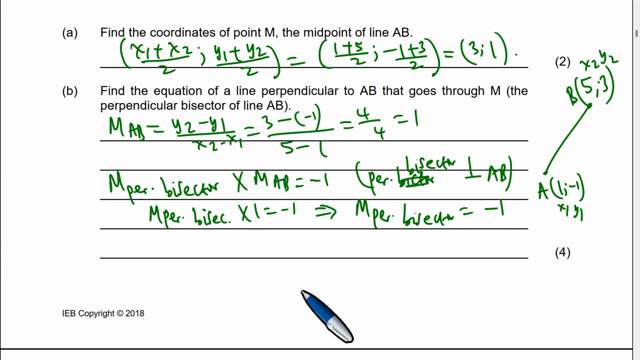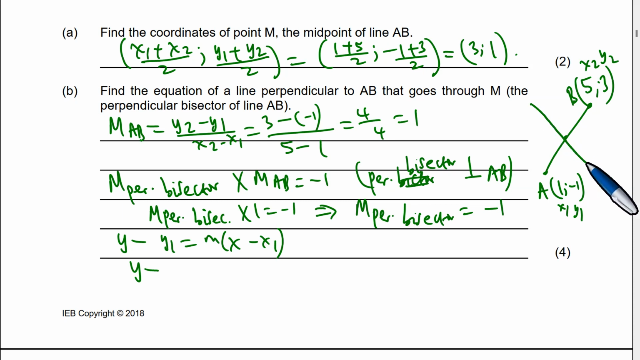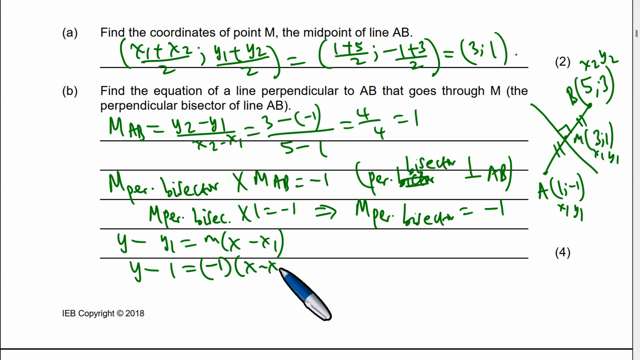This means the gradient of the perpendicular bisector is minus 1. So we can use the equation y minus y1 equals m into x minus x1. The perpendicular bisector bisects AB, and therefore it passes through M. What are the coordinates of M? M has the coordinates 3 and 1. So you have x1, y1, the coordinates of M. y1 is 1, the gradient is minus 1, and it is x minus x1.